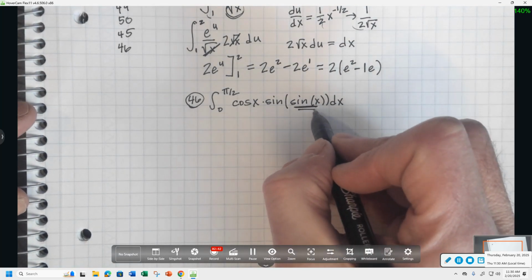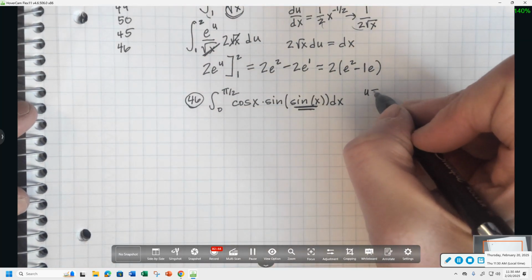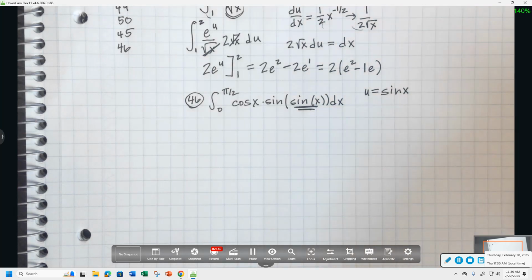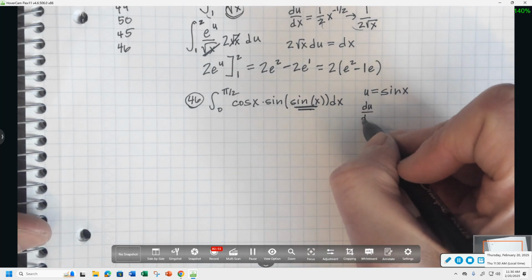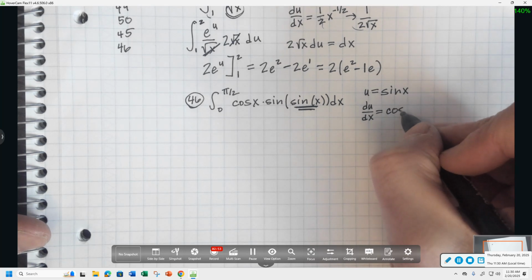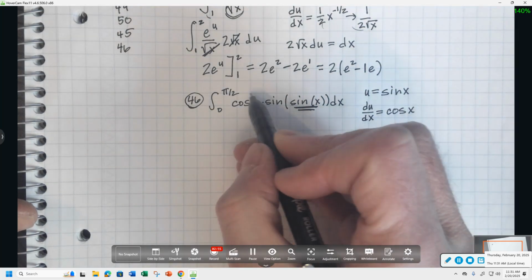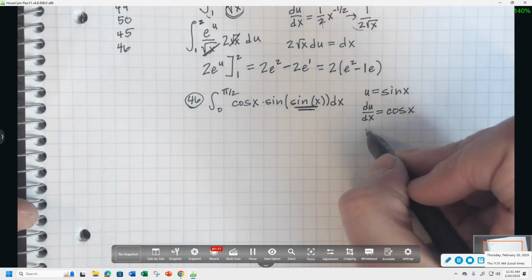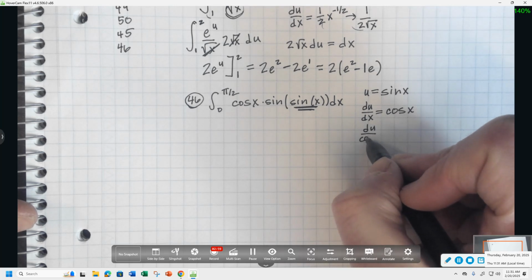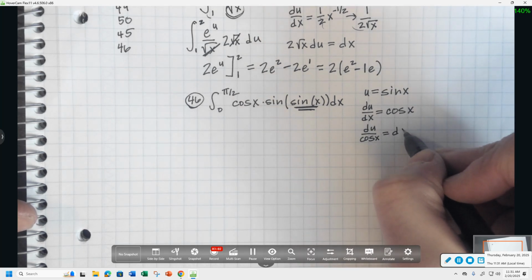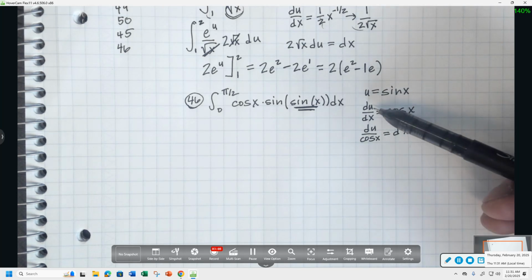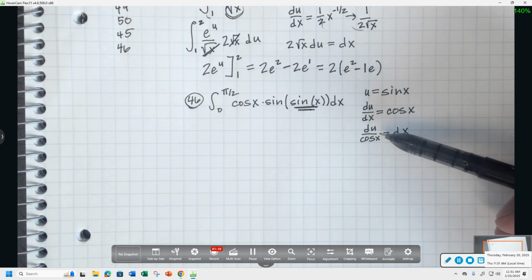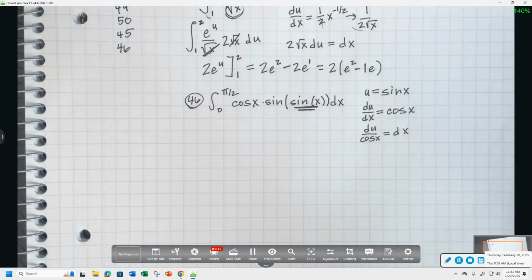So probably on this one, we want to substitute u equals sine of x. It's inside of the sine function, and also when we take the derivative, we get cosine. That's going to cancel that cosine out front. Okay, so du over cosine of x equals dx. Have you caught on after doing 20 or so substitution problems that it's always du divided by whatever the derivative is equals dx? It's the same kind of thing.